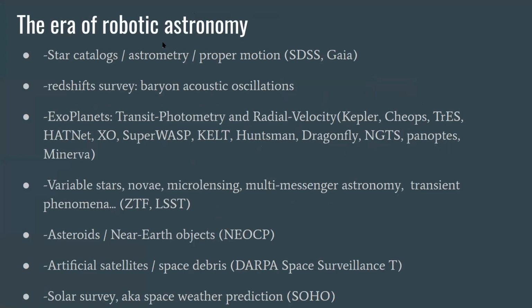Okay, so why robotic astronomy? Most of you know that robotic telescopes have existed for quite a while. The most famous applications were used for building star catalogs and catalogs of proper motion for stars, like the SDSS catalog and Gaia. There were also quite significant efforts, both from professionals and amateurs, to build transit photometry surveys, because you can do that with quite a high throughput.